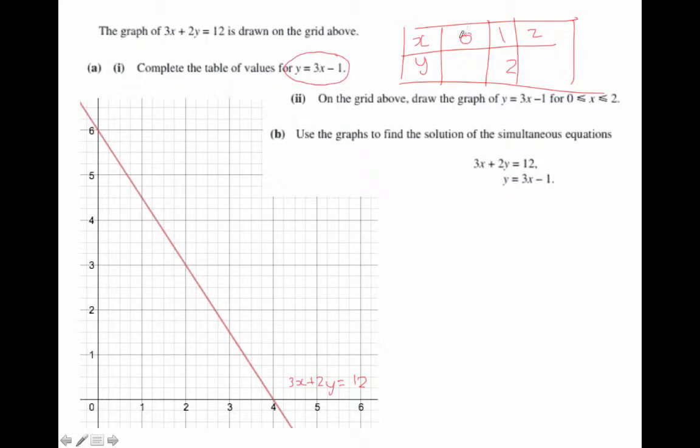So each x value, I'm going to times by 3 and minus 1. 0 times 3 is 0, minus 1 is minus 1. 2 times 3 is 6, minus 1 is 5. So minus 1, 2 and 5. So these are all coordinates which lie on this line.